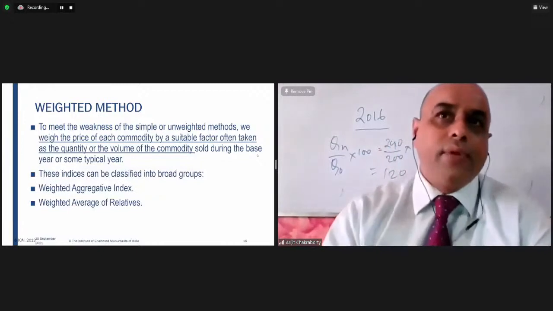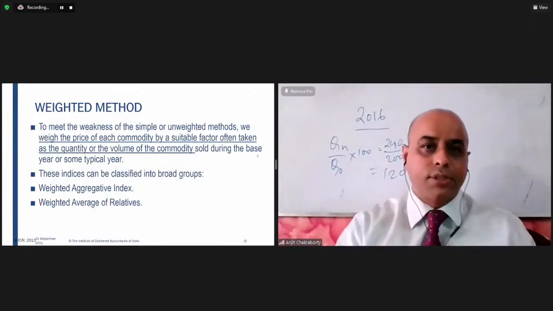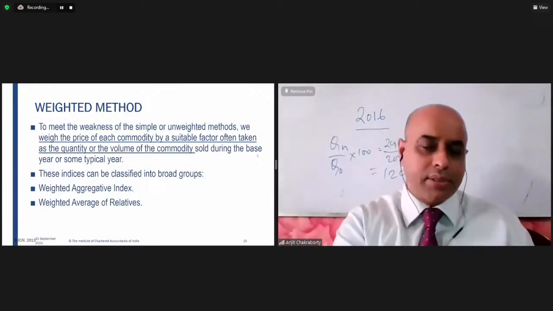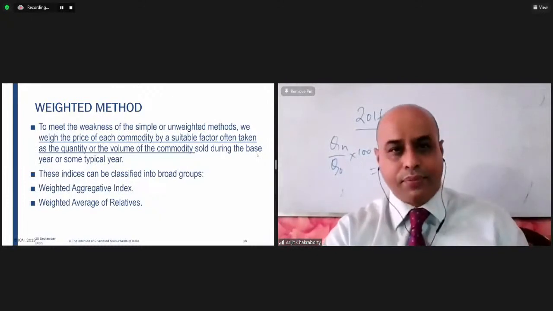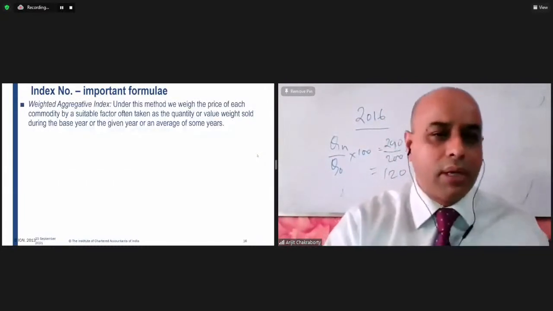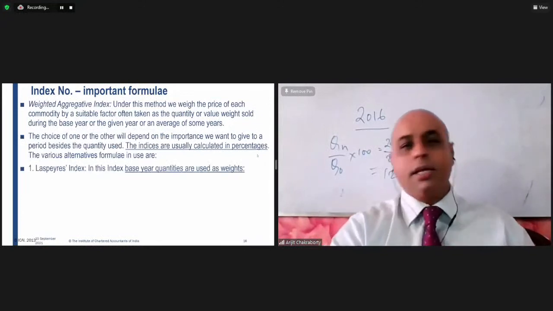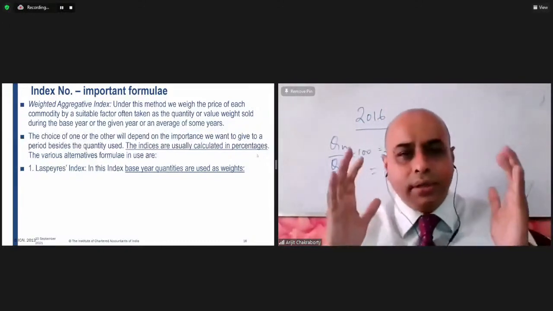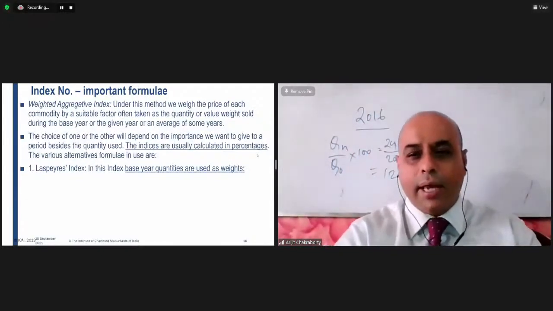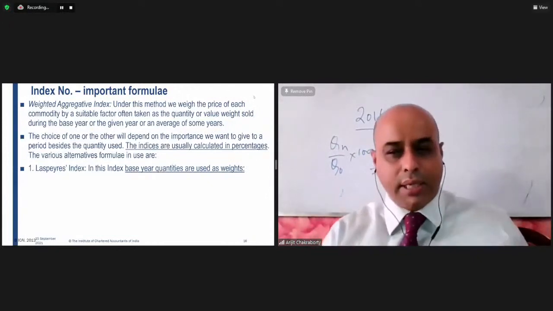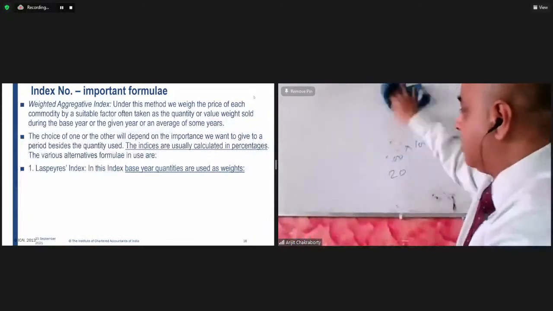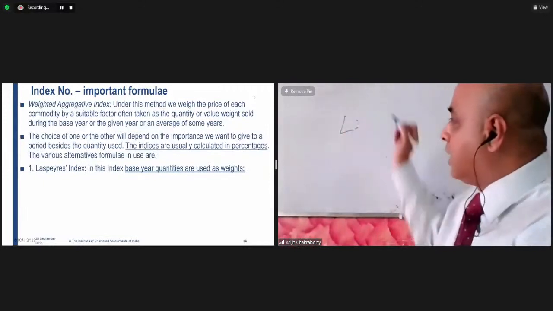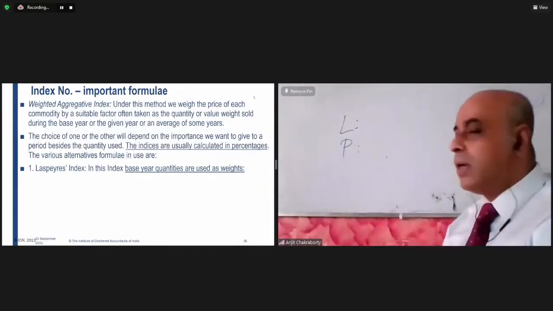Now we will understand that the price of a commodity has to be multiplied with the quantity used either in the base year or in the current year. So we are first going to the important formulas. In a weighted aggregative index, the index numbers are calculated in percentages using particular weights. We have three very important formulas to study now. First is the last period index, I'm writing L. Then we will see the past year's index, P, and so on.